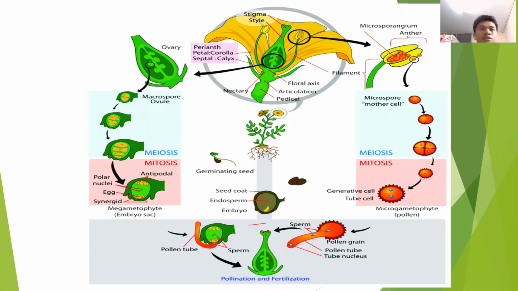So mitosis occurs and then meiosis. The whole ovule will become the seed and the ovary will develop to be the fruit.